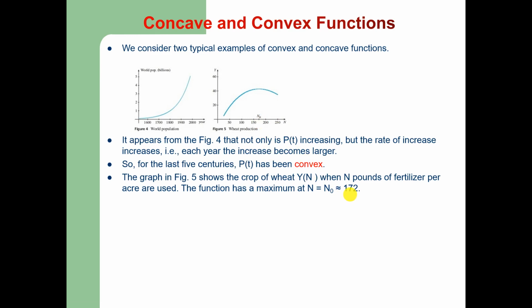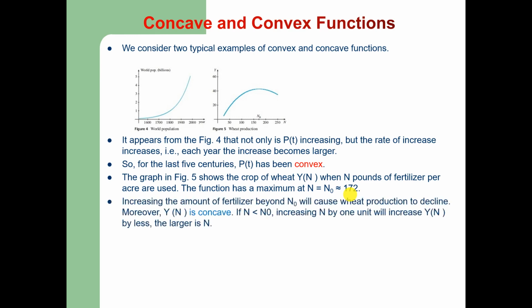After that, if we increase the amount of fertilizer per acre, then the total product of wheat will decrease. So increasing the amount of fertilizer beyond n naught will cause wheat production to decline. Moreover, this function y, a function of n, is concave.